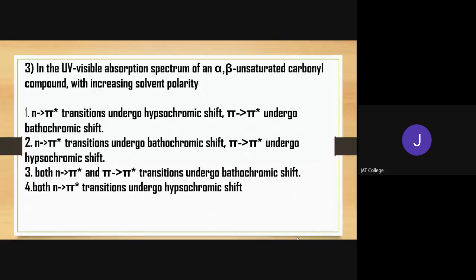So when we consider a polar solvent, or when we increase the solvent polarity, what happens? If the polarity of the solvent increases, the non-bonding electrons on the alpha beta unsaturated carbonyl compound, that means the electron pair on the oxygen, are involved in interaction with those polar solvents. As the lone pairs are involved in interactions with the polar solvent, their transition will require higher energy.